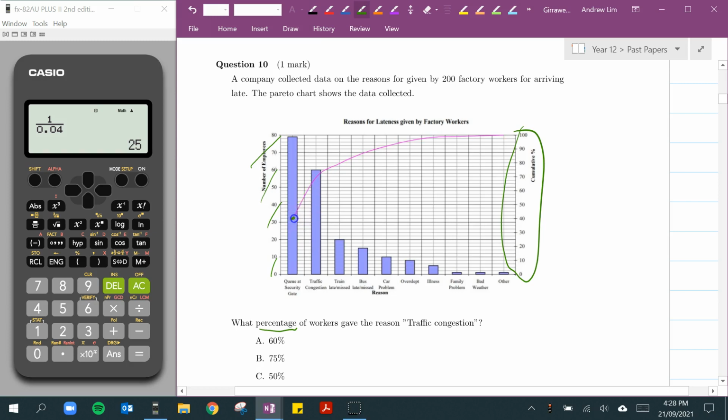So if we have a look at this one, this tells us that 40% gave queue at security gate as their reason. And here, that's about halfway.